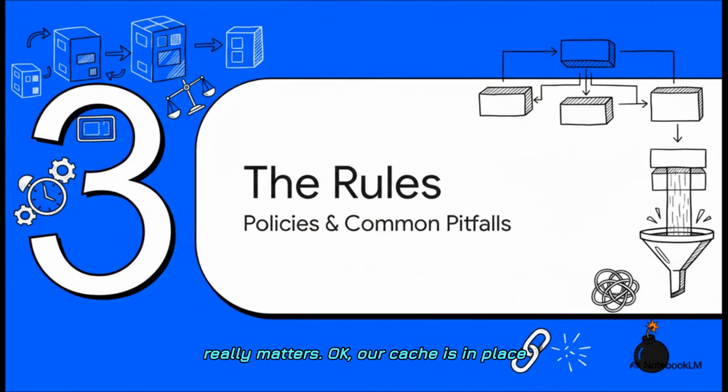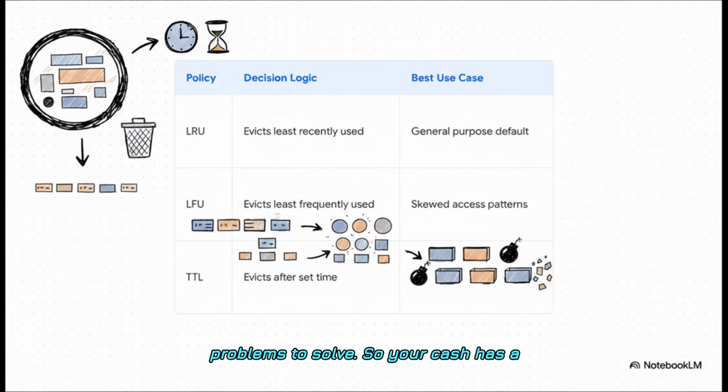Okay, our cache is in place and we know how it works. But now things get interesting, because a cache isn't a set it and forget it kind of thing. You need rules to manage it, and you've just introduced a whole new set of potential problems to solve. So your cache has a limited amount of space, right? It's going to fill up. When that happens, you have to kick something out to make room. That's where eviction policies come in.